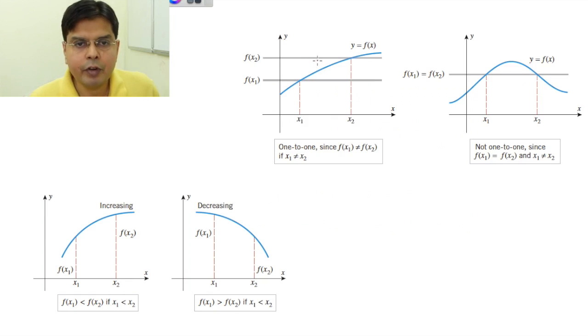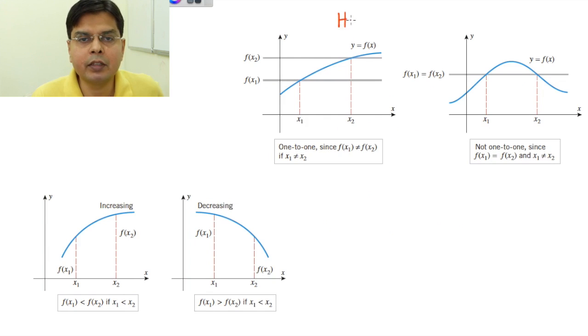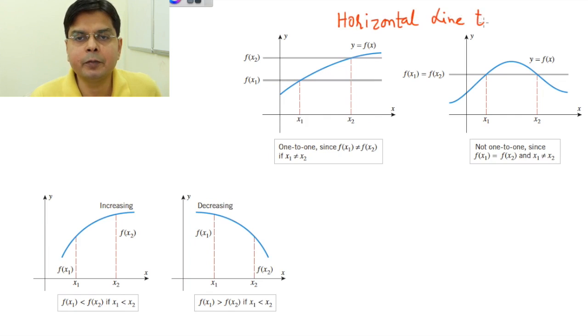This is a test to find out, suppose in some questions you are asked to find whether a function is one-to-one or not. There is a test for finding one-to-one functions, that is called the horizontal line test. What this means is, suppose you have been given the graph of a function, say y is equal to f of x. You draw a horizontal line. If that horizontal line intersects the graph at only one point, then you can say this is a one-to-one function.